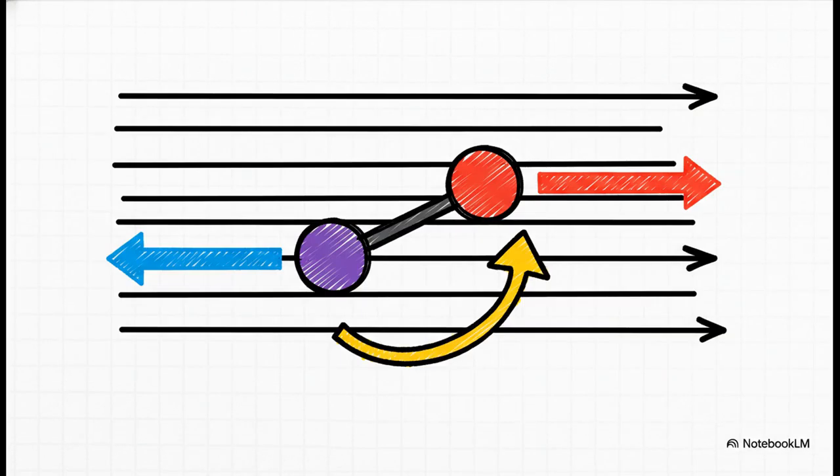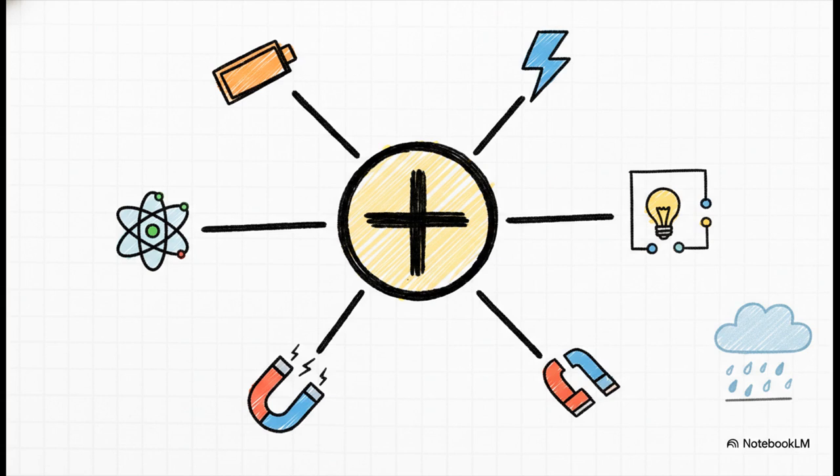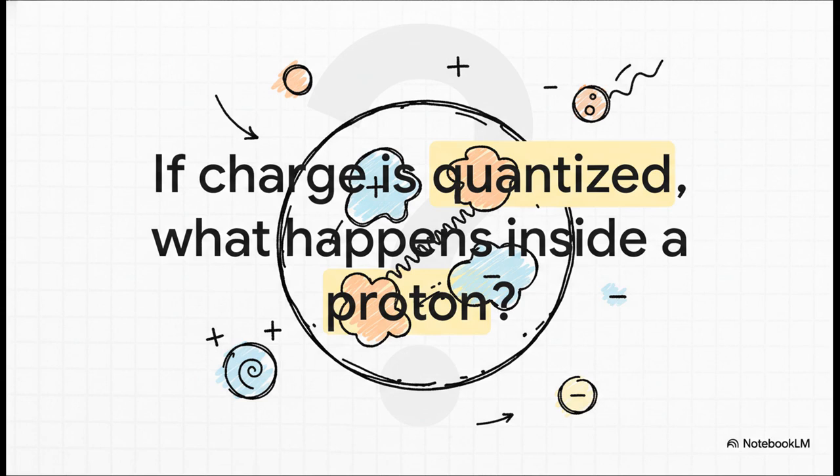Put that dipole in another electric field, and it'll feel a twisting force, a torque. So, when you get right down to it, everything from a spark to your phone starts with charge. But that leaves us with one last question. If charge can't be split, what about quarks?